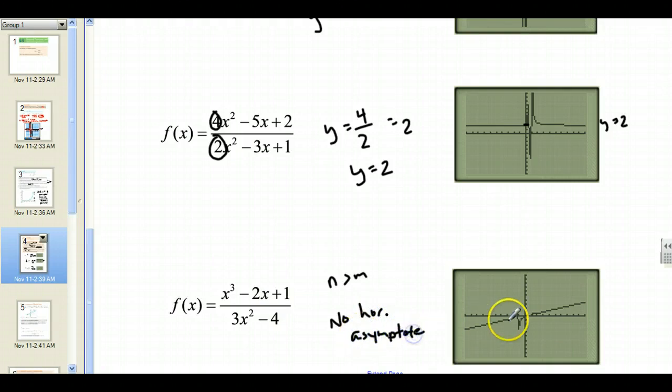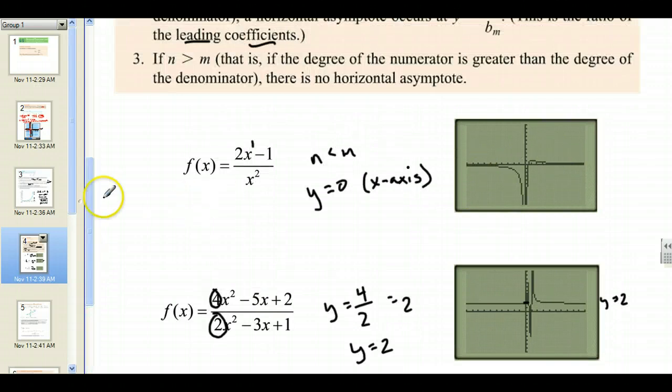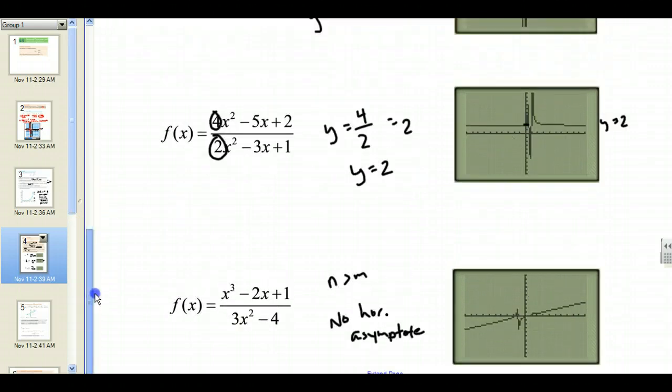And as you see here, as I make my way to the left, it keeps getting further and further and further away. As I make my way to the right, it's getting further and further and further away. It's not settling down to a number like it did here or like it did here. Okay? So that's what that rule is saying.